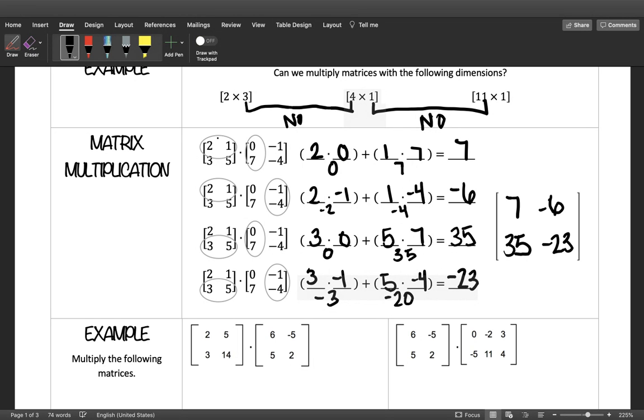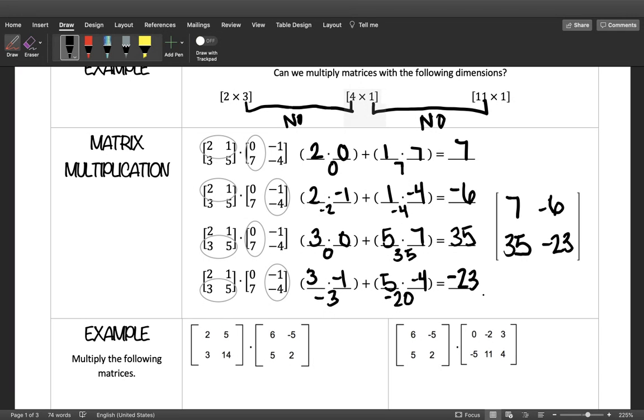Okay, so first row, first column gives me that number. First row, second column gives me the first row, second column number. Second row, first column gives me the 35. Second row, second column gives me the same second row, second column. Okay, so that is how you would get your matrix answer.